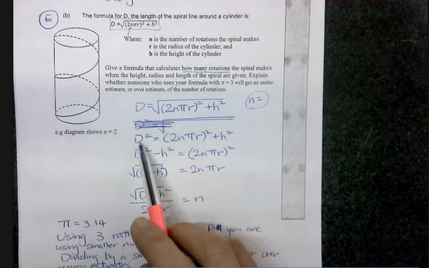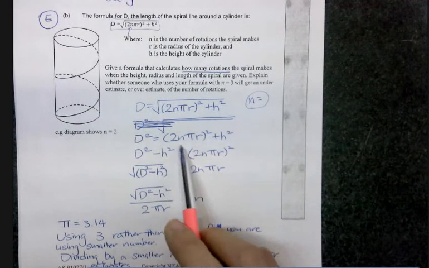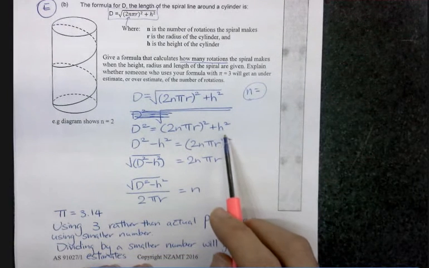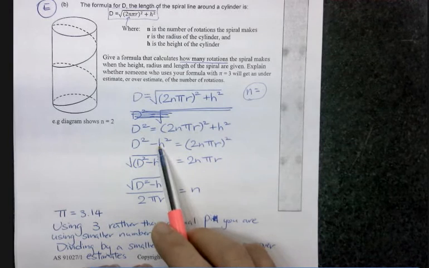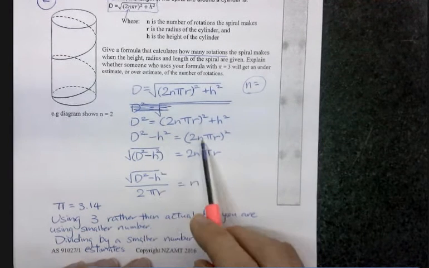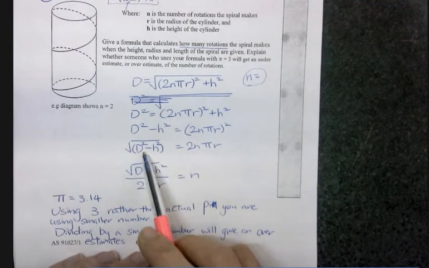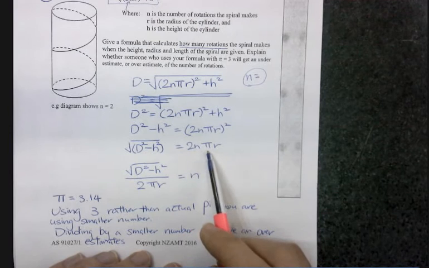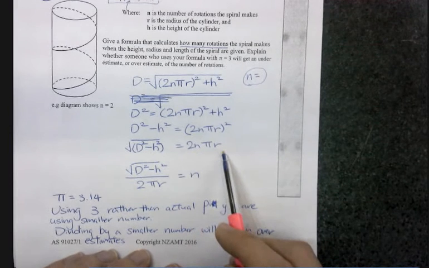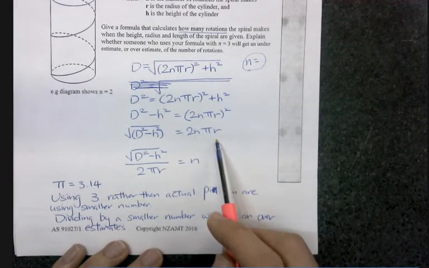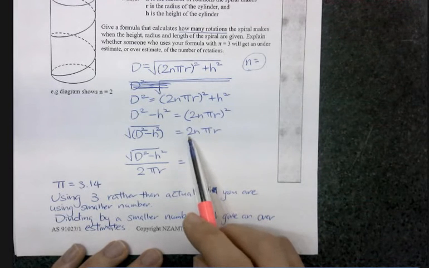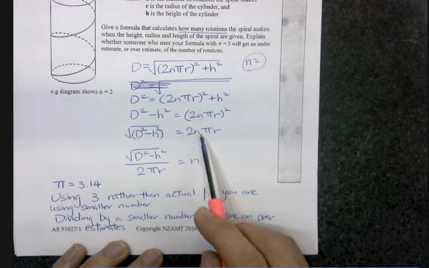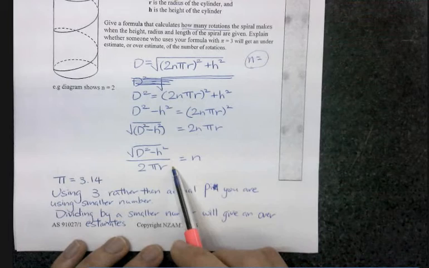That gives me d squared equals all of that. Next, I wanted to get rid of the h squared. So I subtracted it to the other side. And then I wanted to square root all of this for the sake of getting rid of that there. So I got 2n pi r. Now I want to divide everything that's irrelevant. So it's going to be 2 pi r. So I'm left with n. So that's the next step here.